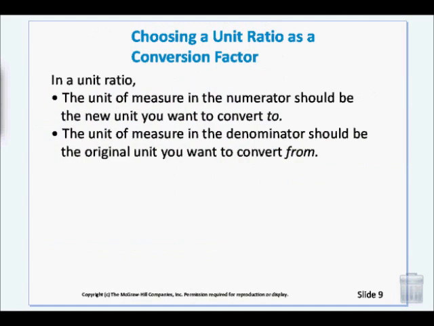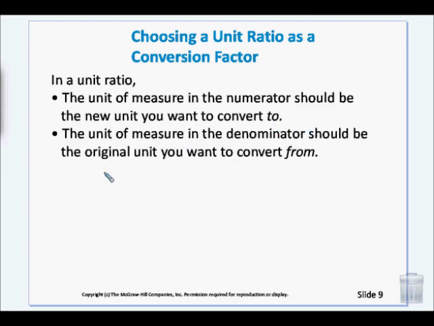Okay, a unit ratio. The unit of measure in the numerator needs to be the unit you want to convert to, and the unit of measure in the denominator should be the original unit you want to convert from. Okay, and then that makes probably absolutely no sense at all.